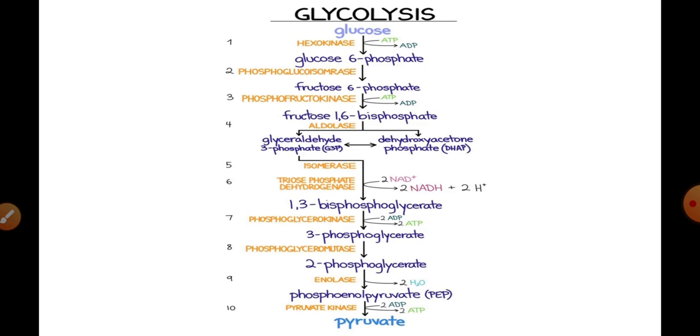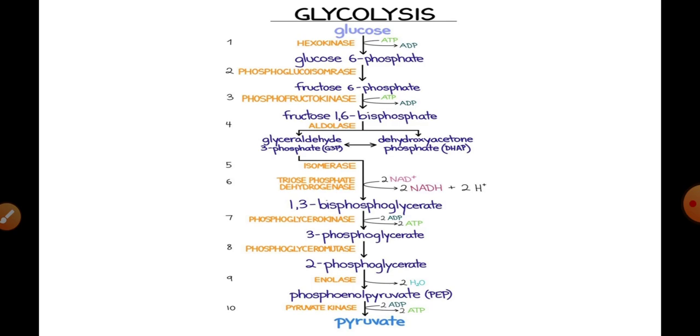Why is it called EMP pathway? It is called EMP pathway because the 3 initials E, M and P come from the names of the scientists who gave this process of glycolysis. Emden, Meyerhoff and Parnas were the 3 scientists who gave this process, so that is how it is also called EMP pathway.